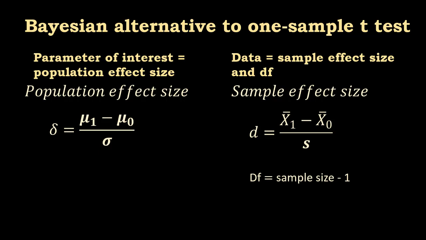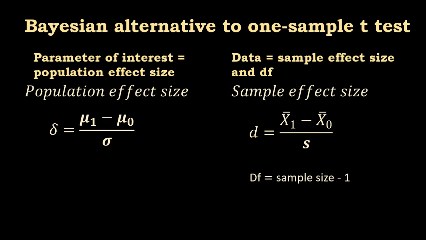This is the Bayesian alternative to a one-sample t-test. First of all, we need to define the parameter of interest. The parameter of interest in the alternative to the one-sample t-test is what we call the population effect size, and we call that delta. We use the Greek letter delta. Delta is calculated by subtracting a mean, mu 0, from another mean, mu 1, and then dividing that by the standard deviation.